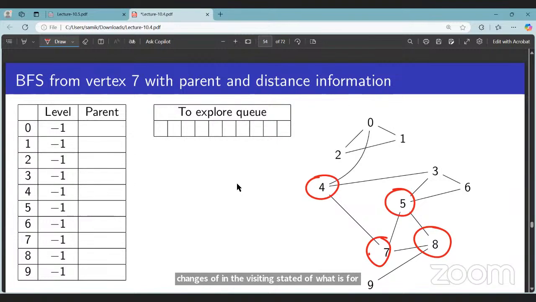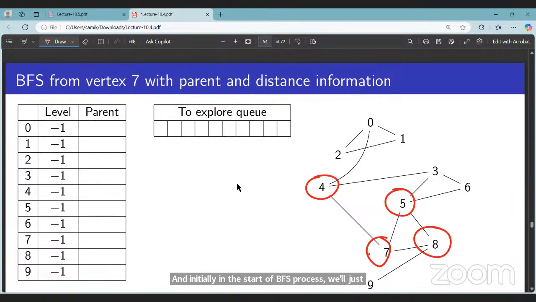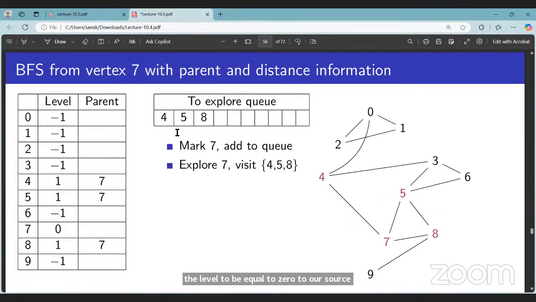Initially, at the start of the BFS process, we set the level of every vertex to -1. We start with the source vertex and set its level to 0. Again, we add it to the queue and explore 7. As we explore 7, we visit 4, 5, and 8. So now we will change the level of 4, 5, and 8 from -1 to 1.